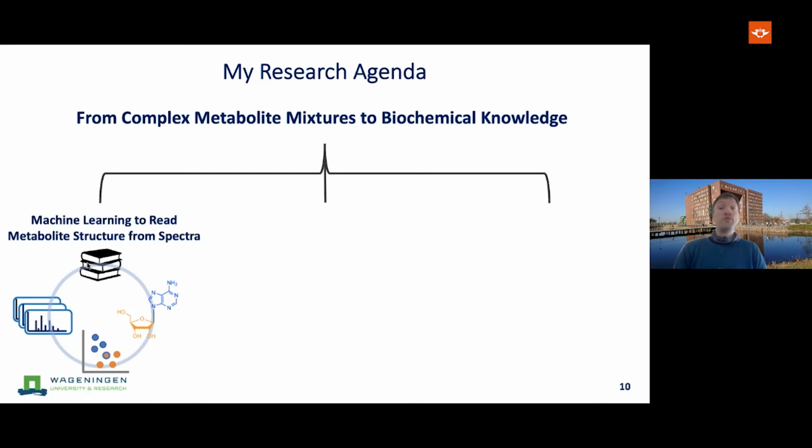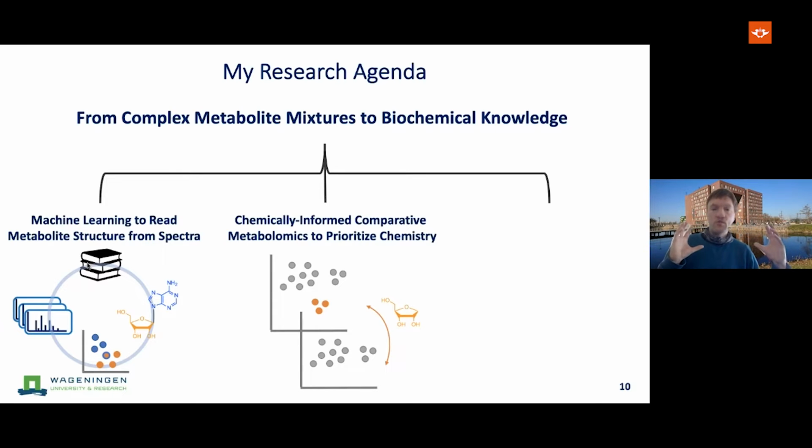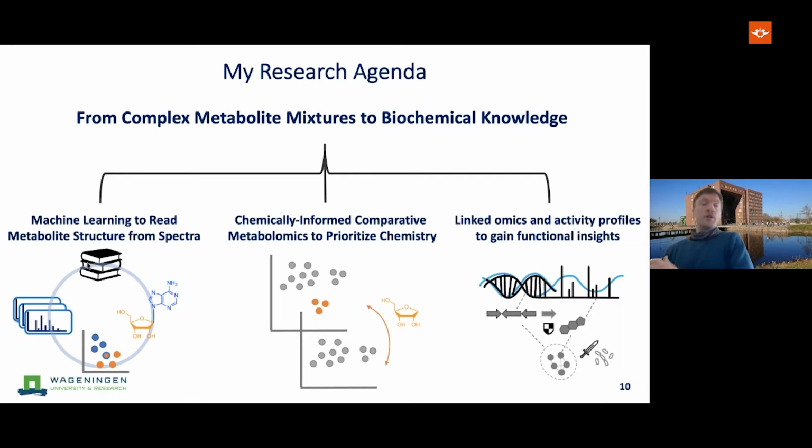So I designed a research agenda that is composed of three major pillars. We will see examples of that today. One is based on machine learning and networking tools to read the metabolite structure from the spectra. One is: can we find ways to prioritize chemistry in complex mixtures? And one is to link the metabolomics profiles to other omics profiles, like genomic profiles and genome mining results, to gain functional insights.